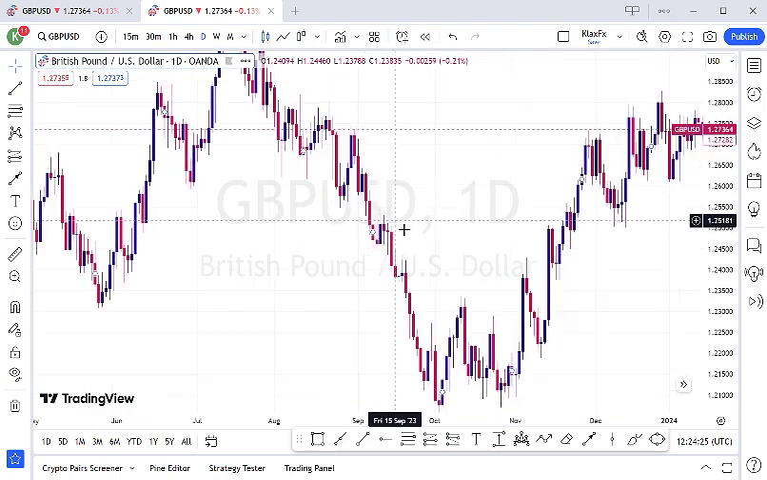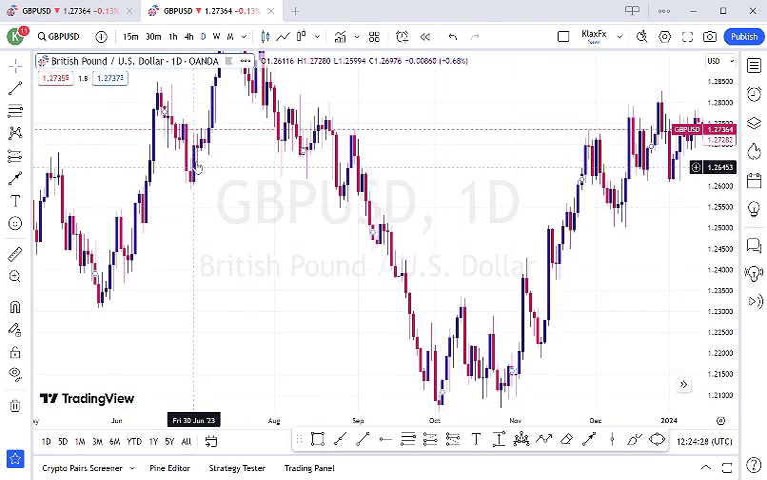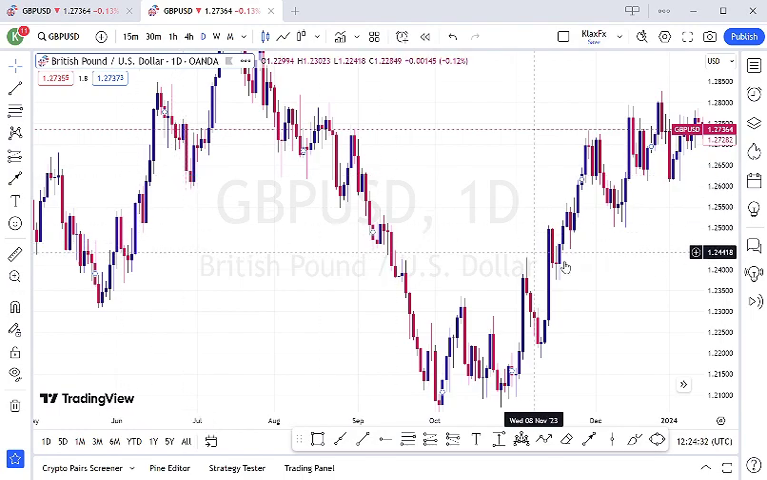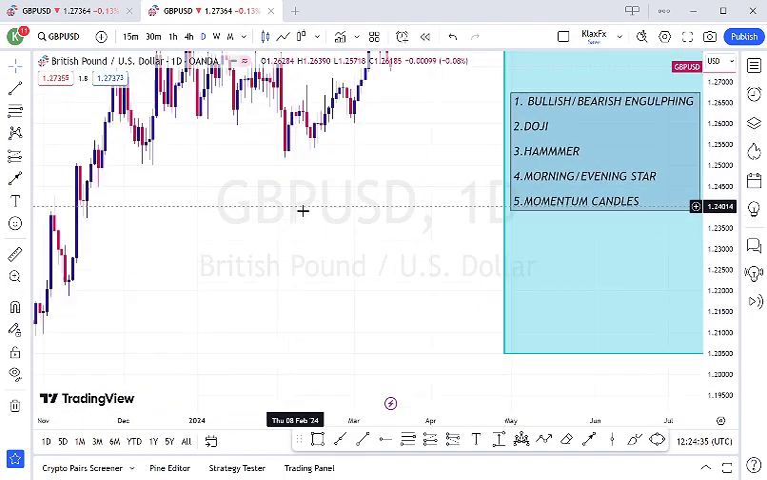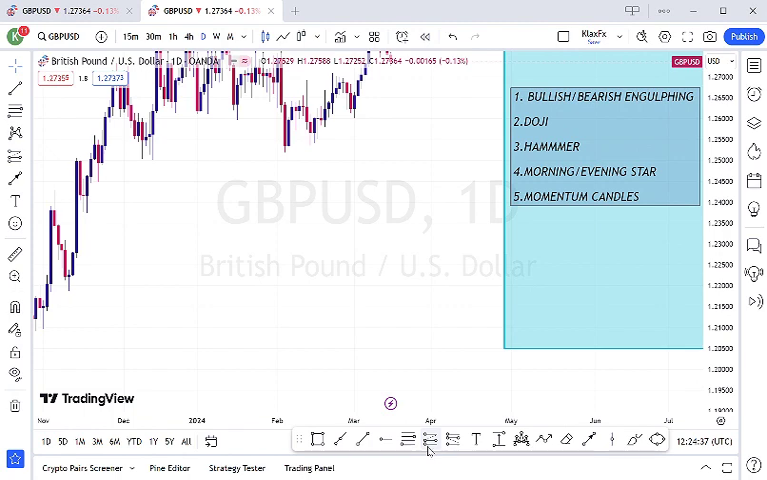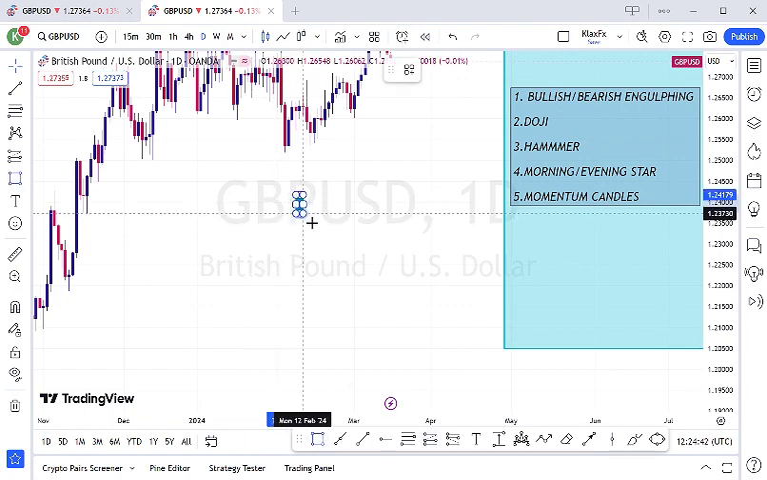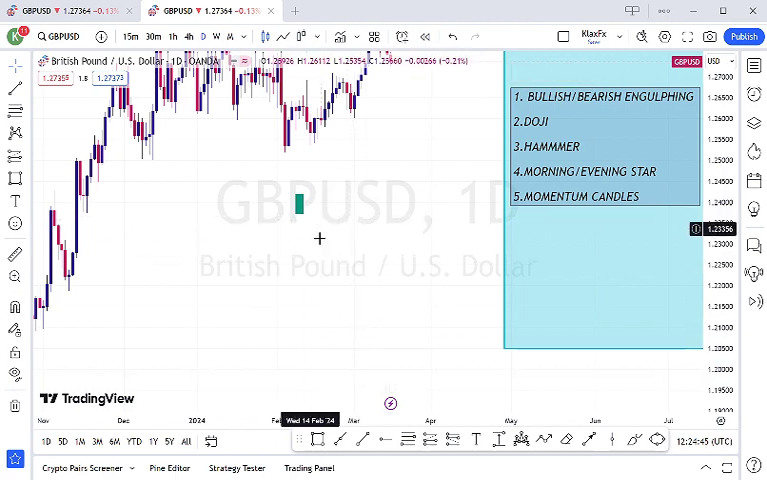Let me keep checking. Okay, so yeah, this is a bullish engulfing candle. This particular place is where you have a bullish engulfing candle. So this is how to note a bullish engulfing candle. Now the next type of candlestick pattern is called a doji. So for a doji, you have something like this.